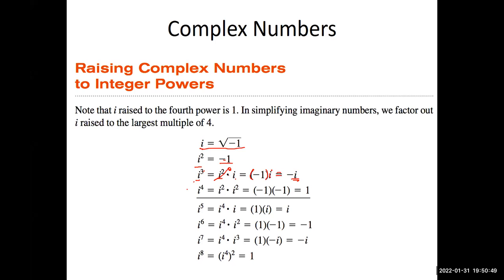And then i raised to 4 is equal to i squared times i squared. But we all know that i squared is negative 1, so that is negative 1 multiplied by negative 1. So i raised to 4 is simply equal to 1. Did you get it? Sir, a bit confusing, but we get it.